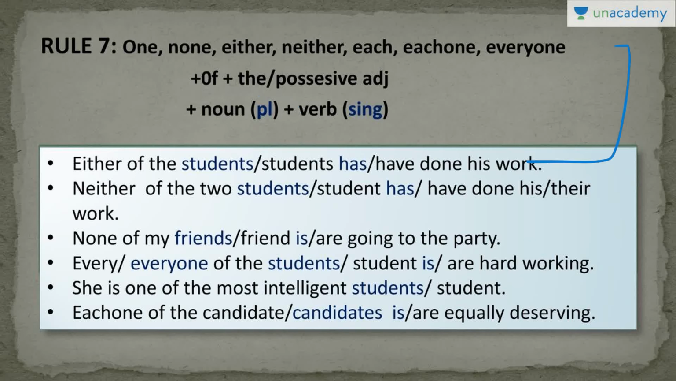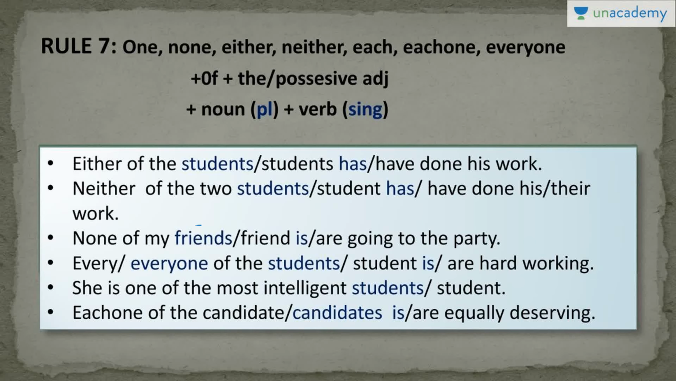First is, either of the student or students has or have done his work. Now, you can see the sentence starts with either, then there is of and the. So, after this, I know that the noun has to be plural, so I will choose students, and the verb has to be singular, so I will choose has, and the sentence becomes, either of the students has done his work. Now, in the previous rule, I told you either refers to one person at a time out of two. So, either of the students has done his work. That means that there are two students, and I'm talking about one of them at a time.